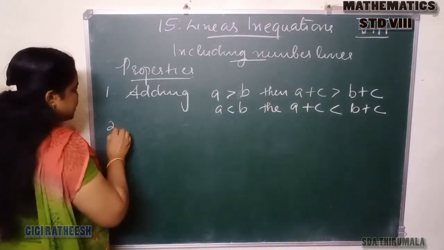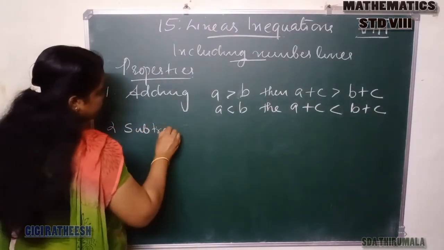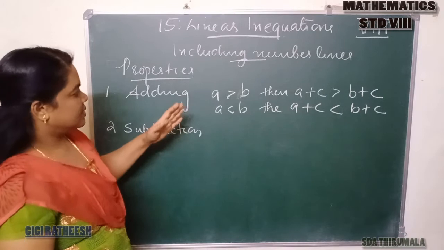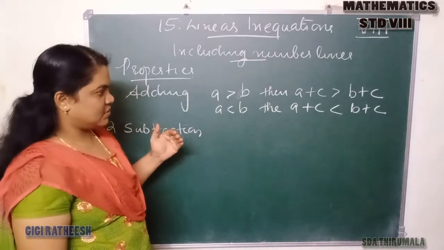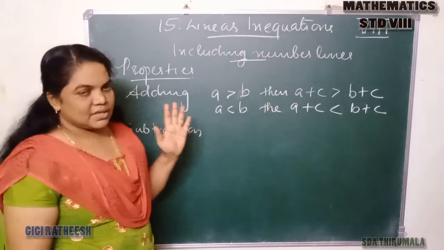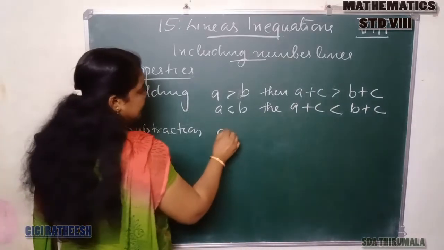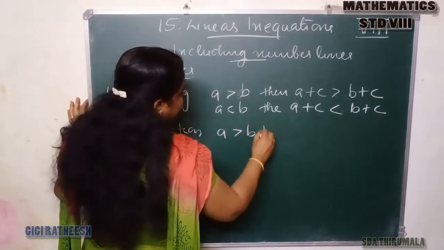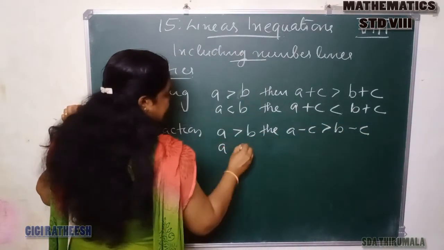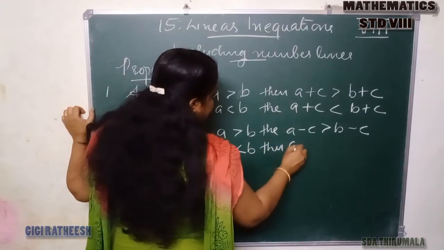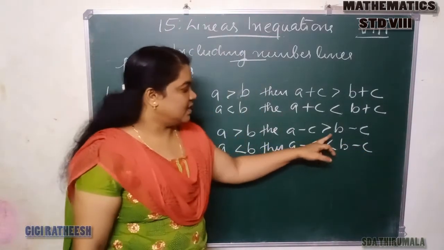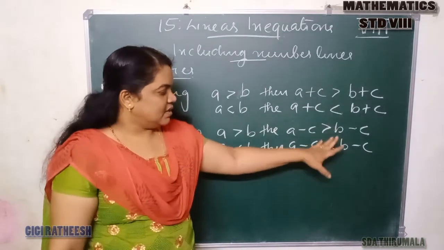The second case is subtraction, subtracting a number from both sides. If a is greater than b, then a minus c is greater than b minus c, and if a is less than b, then a minus c is less than b minus c. Here also the inequality will not change.